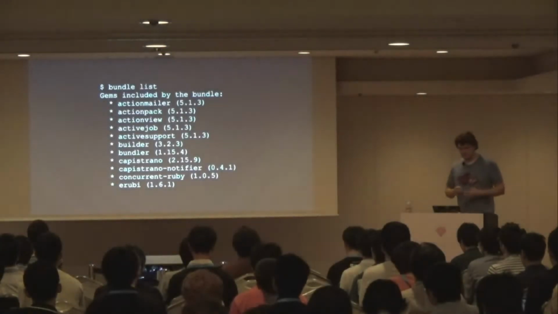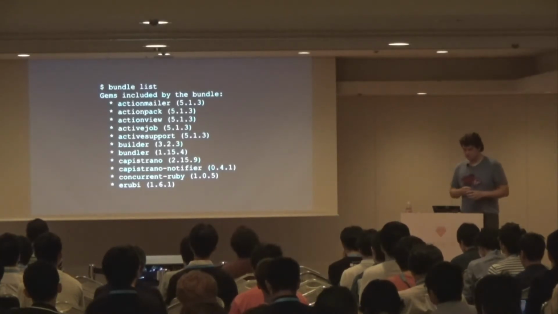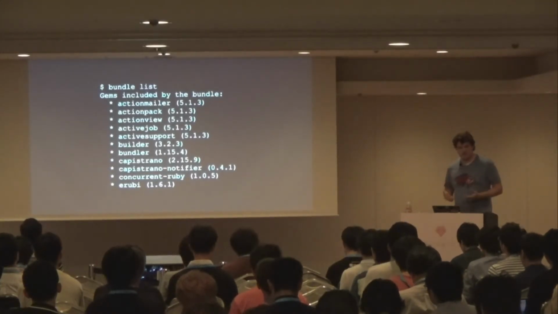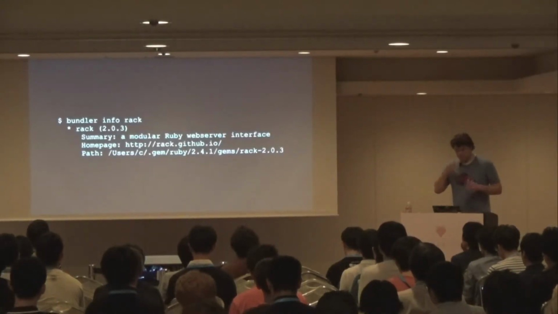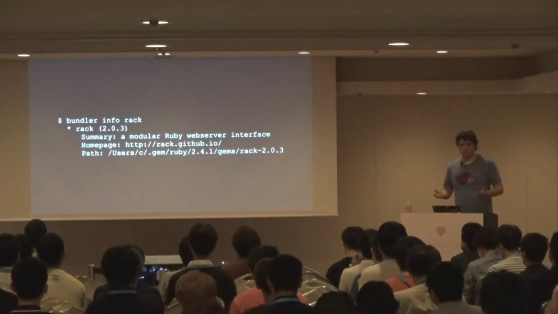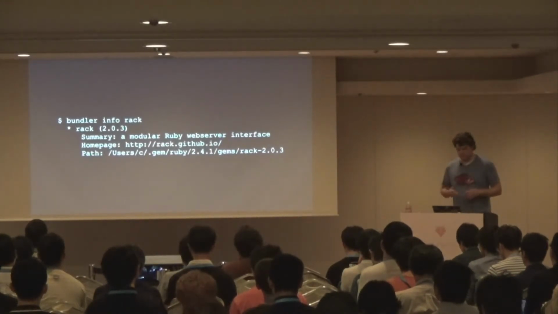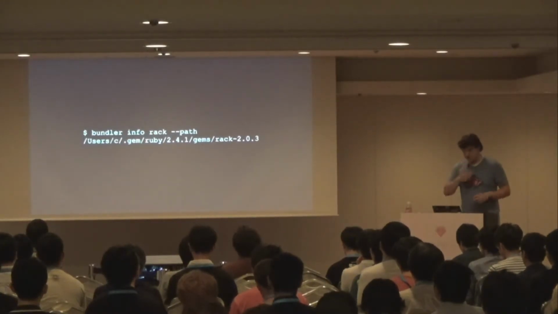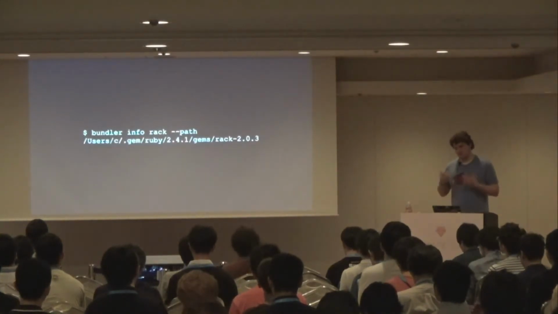So bundle list will just list your gems. It won't do anything else. It will print the same information that's currently in bundle show. And then bundle info will handle giving you information about a gem. And so it will give you the summary, the homepage, and the path. And then bundle info also takes a path option, which will give you the path to that gem if you so desire.